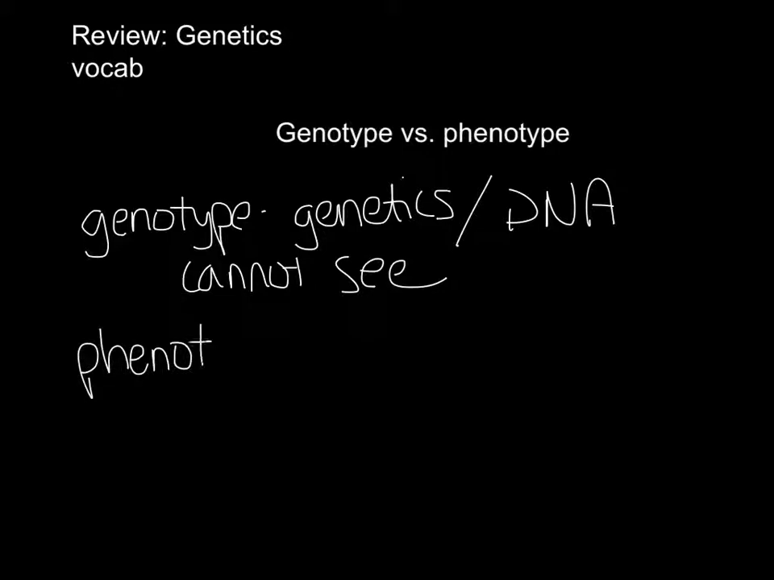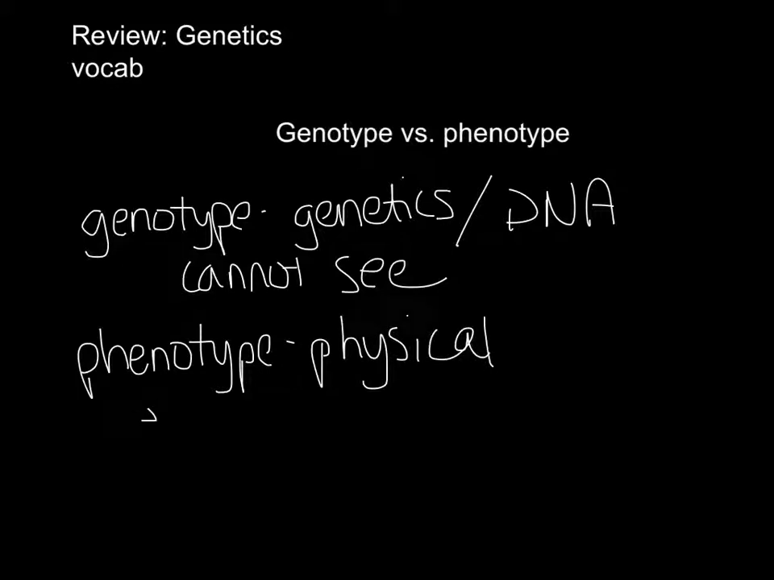In contrast, there's the phenotype. The phenotype is their physical appearance. It's what they look like. And that you can judge right away. For example, it could be something like brown hair.